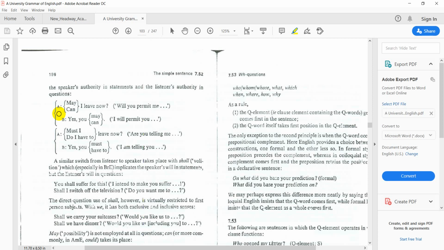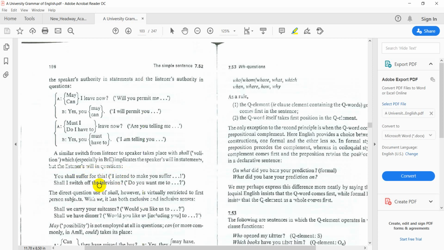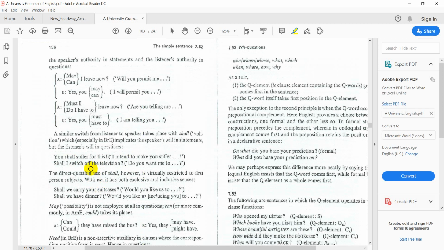Okay. A similar switch from listener to speaker takes place with shall if it comes in the form of volition, which especially in British English implicates the speaker's will in a statement. See, the speaker says something, a statement, but the listener's will in a question. See this example. You shall suffer for this.